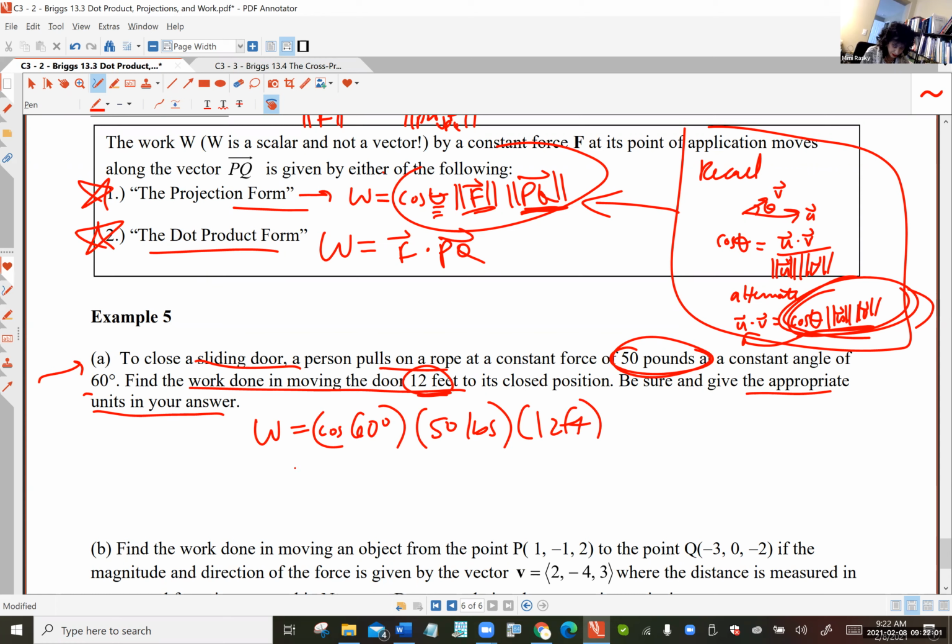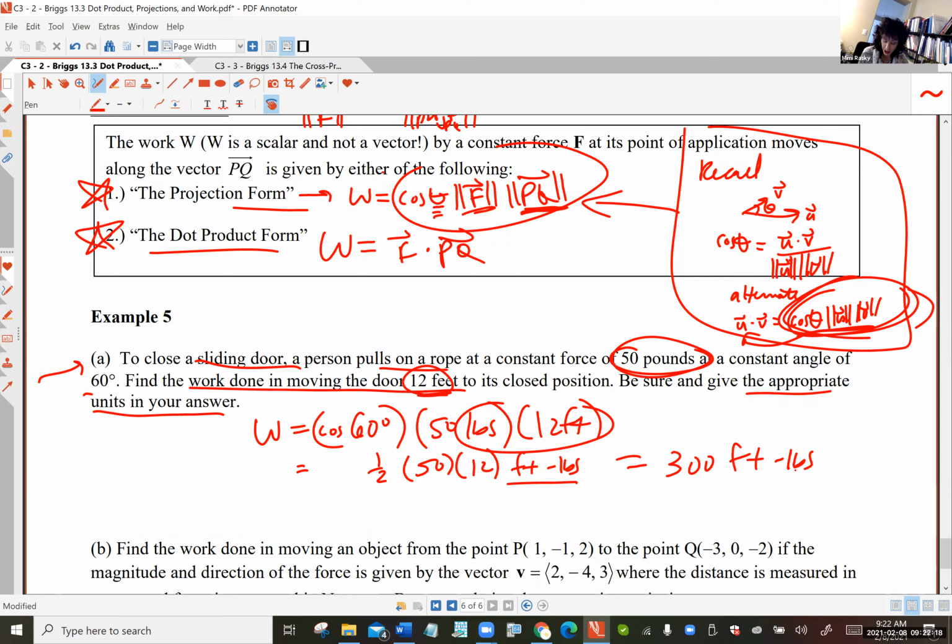Let's see, what is cosine 60? I think it's a half. And then 50 times 12 divided by 2. And then the units are what we call foot-pounds. And so the final answer, I get 300 foot-pounds, not pound-feet.